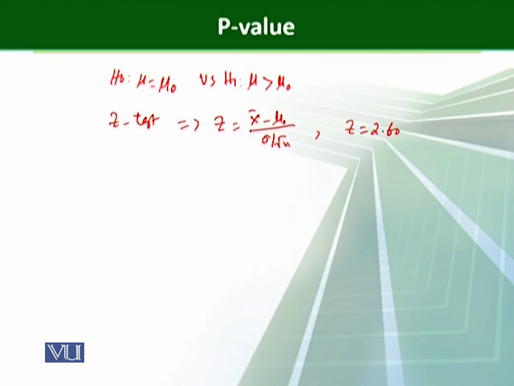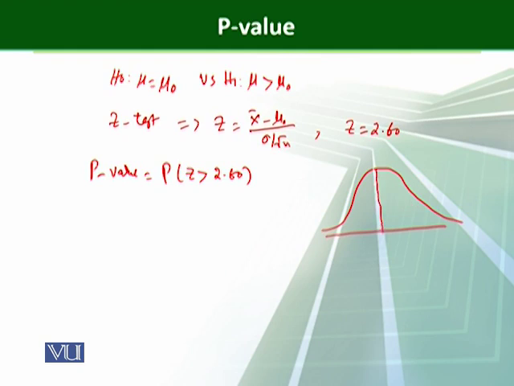So the P-value is basically equal to the probability that Z is greater than 2.60. If we look at the normal distribution, the mean is in the center, and we are going to test the alternative hypothesis of greater than, which means that it is greater than the mean. So this Z value is somewhere here, 2.60, and here we have to find the probability, which is the P-value.